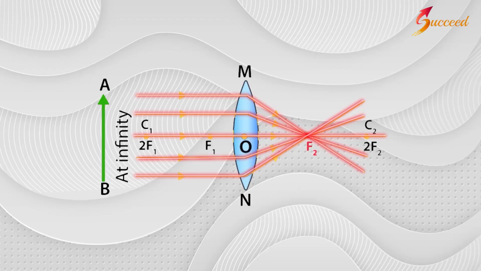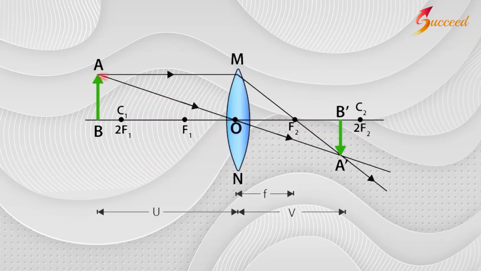Now let us place the object beyond 2F1. Let us take a ray parallel to the principal axis and a ray passing through the optic center. After refraction, they meet at a point where the image is formed. It is between F2 and 2F2. It is diminished, real and inverted.